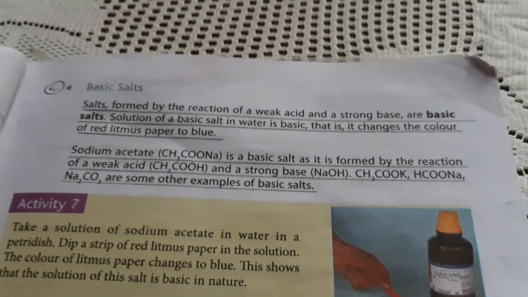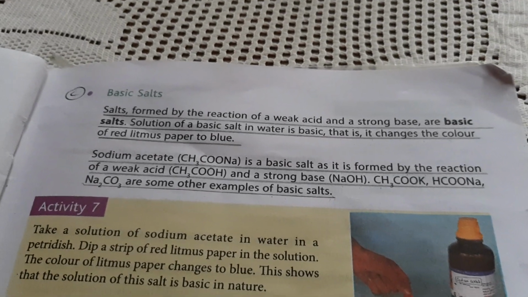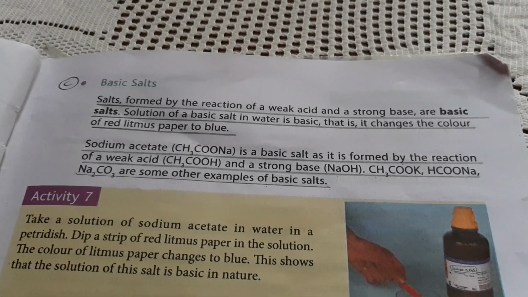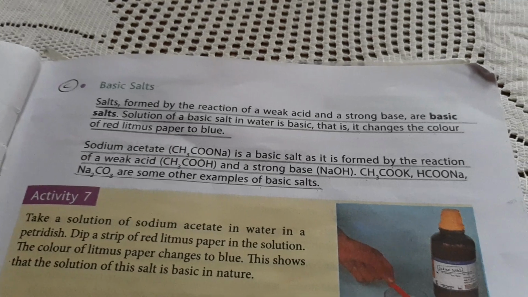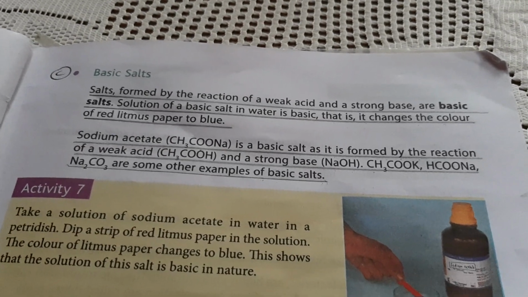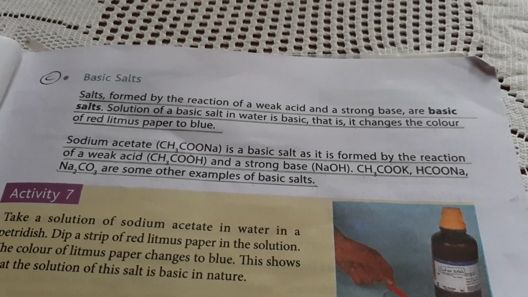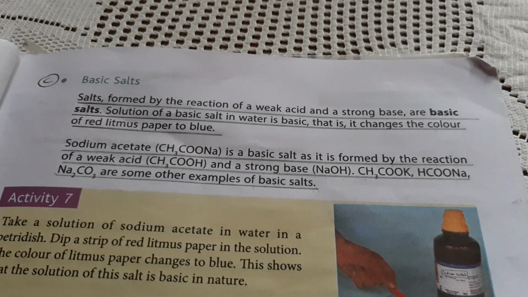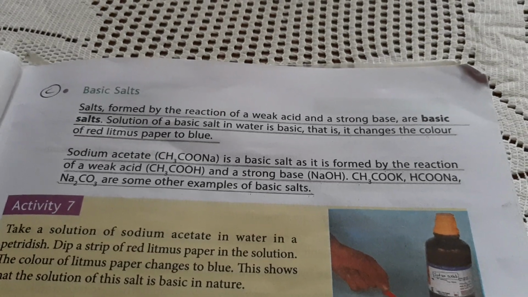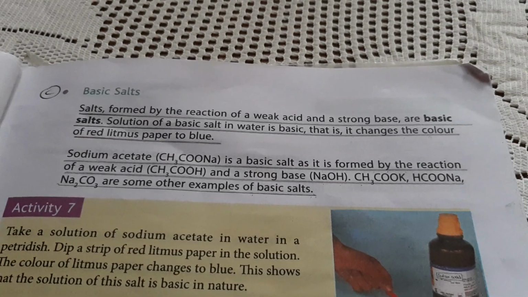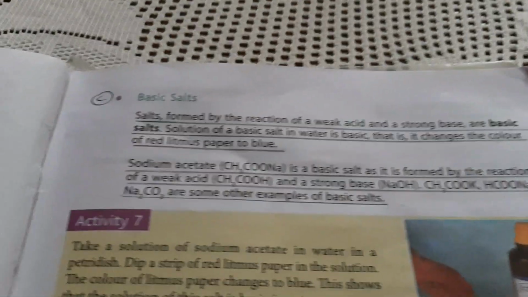Then we come to basic salts. In this case, it is a reaction between a weak acid and a strong base. Because the base is strong, the property of the salt which is made will be basic. When you dip it in red litmus paper, red litmus will turn blue because the salt is basic in nature. Okay. They have given an example here. Sodium acetate is a basic salt because it is formed by the reaction of acetic acid and a strong base, which is sodium hydroxide. Because the base is strong, the salt which is formed, sodium acetate, will have strong basic qualities. Okay. So this is the answer of question number 10, in 3 parts.